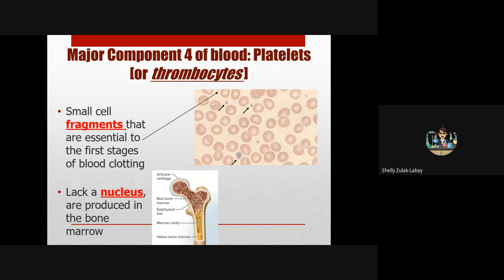And in this photograph taken by a microscope camera, the thrombocytes or the platelets would be the teeny tiny little parts in the background that are being pointed to by both these small arrows and my big arrow right here. All platelets or thrombocytes lack a nucleus because they're cell fragments, not whole cells. And they're also produced in the bone marrow, as we saw with other components of blood yesterday.